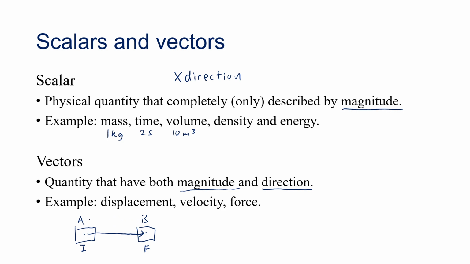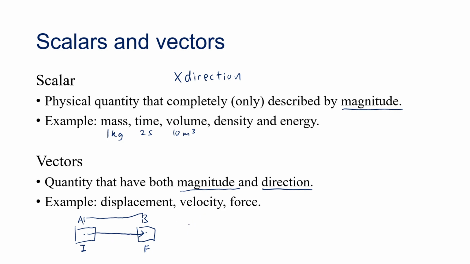And the difference between this A and B is known as a displacement, and the direction of the displacement is defined from this initial position to the final position. We will just draw the arrow like this.